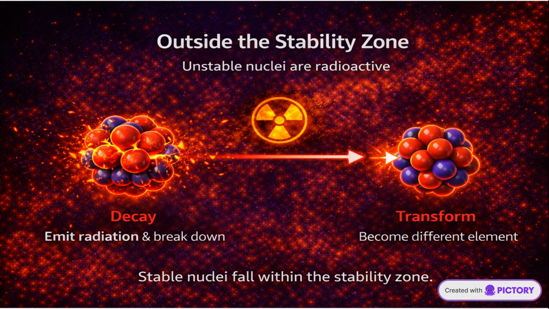What happens when a nucleus lies outside the stability zone? It becomes unstable, and nature tries to correct it. This happens through radioactive decay. If too many neutrons, beta minus decay. If too many protons, beta plus decay. In each case, the nucleus transforms itself to move back toward stability. So radioactive decay is not chaos. It is a self-correcting process.